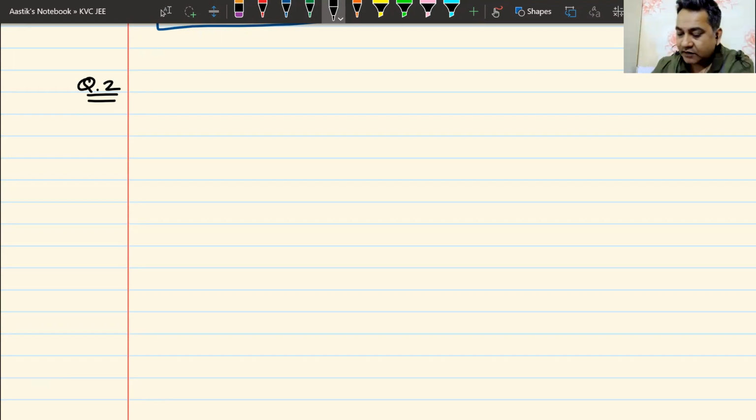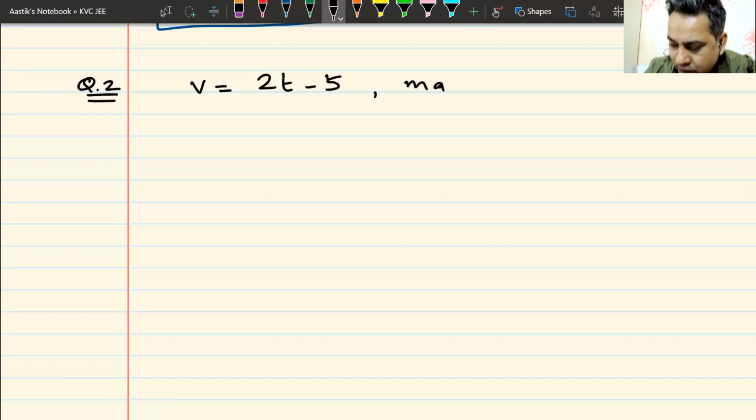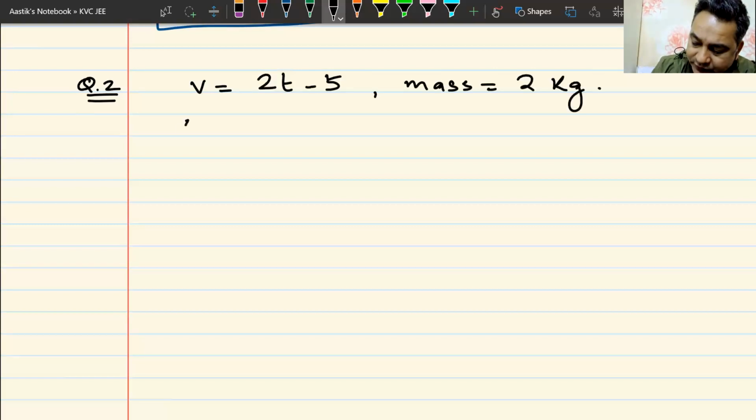Okay, so now the question is like this. Velocity of a particle is given as a function of time, 2t minus 5. The mass of the particle is 2 kgs. Find the work done by the force in 4 seconds. Your time starts now.